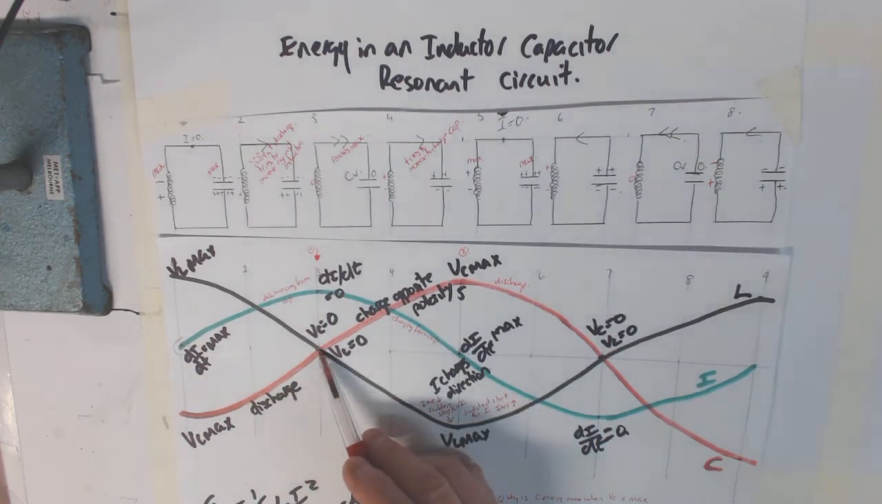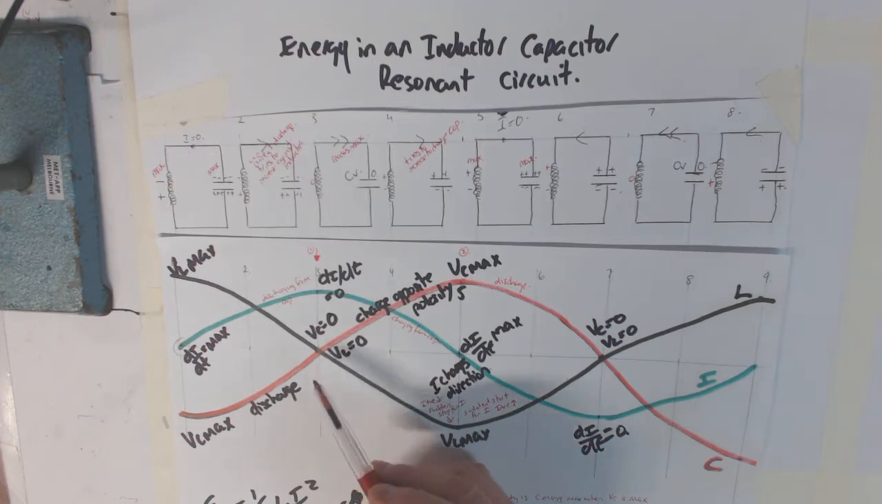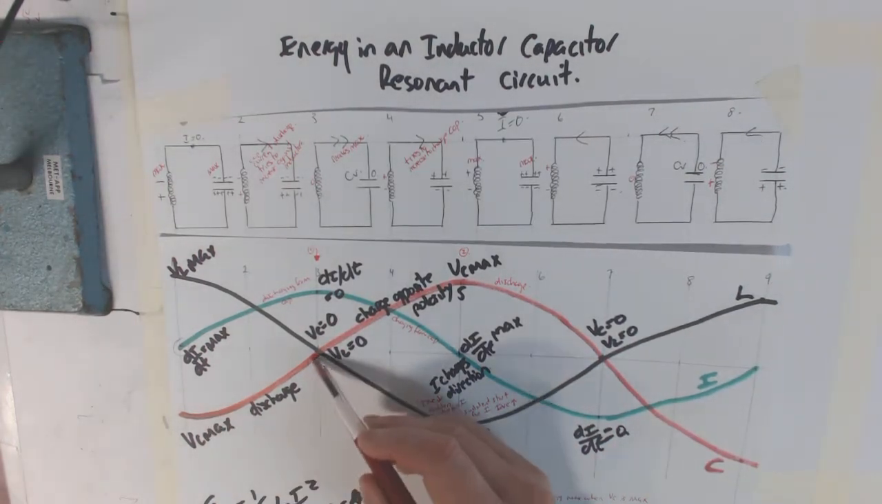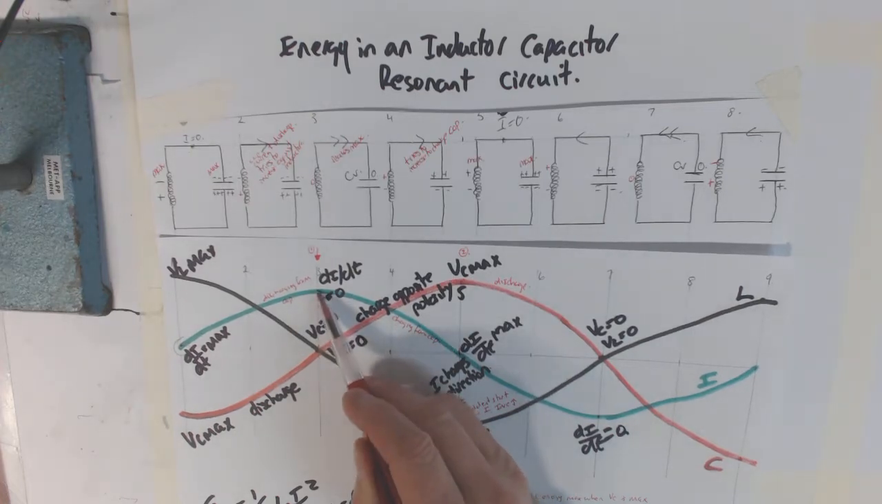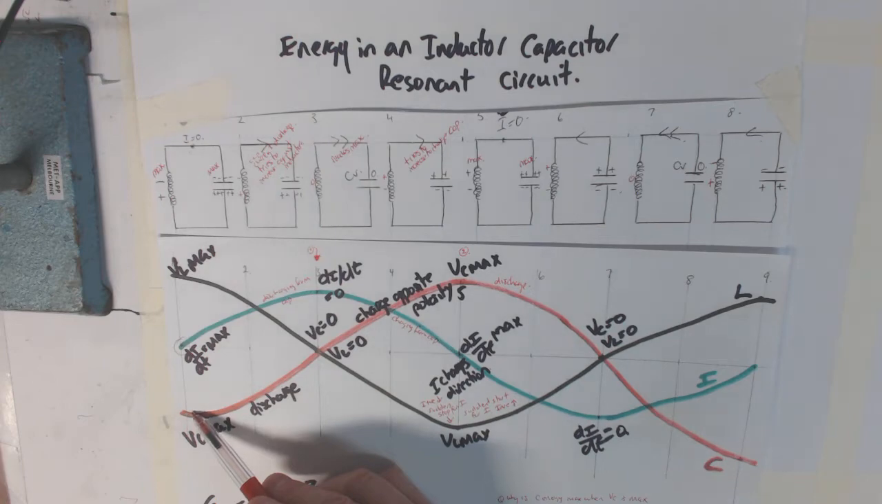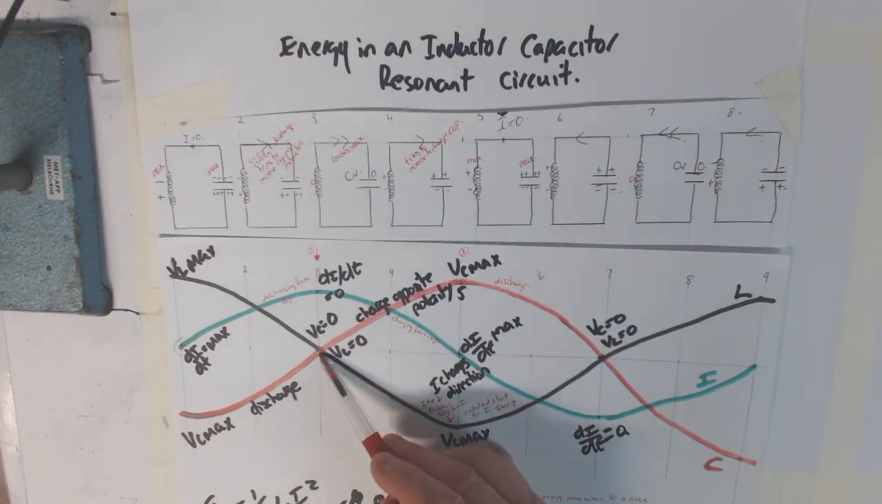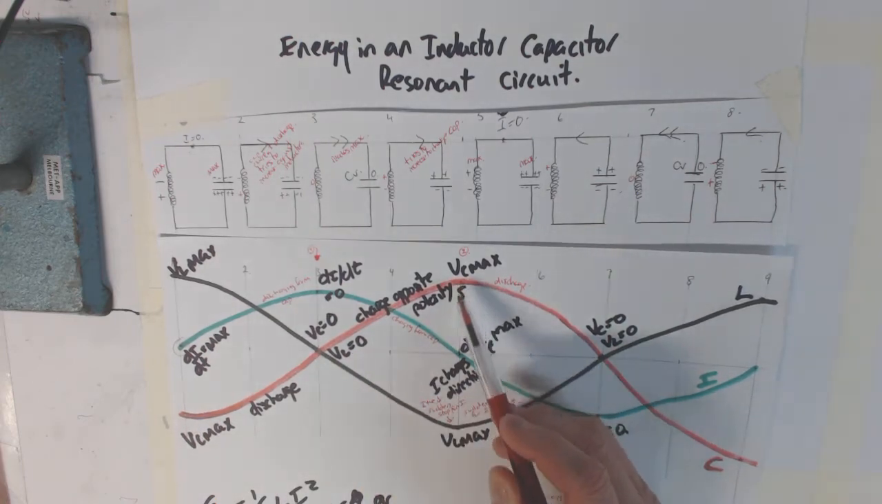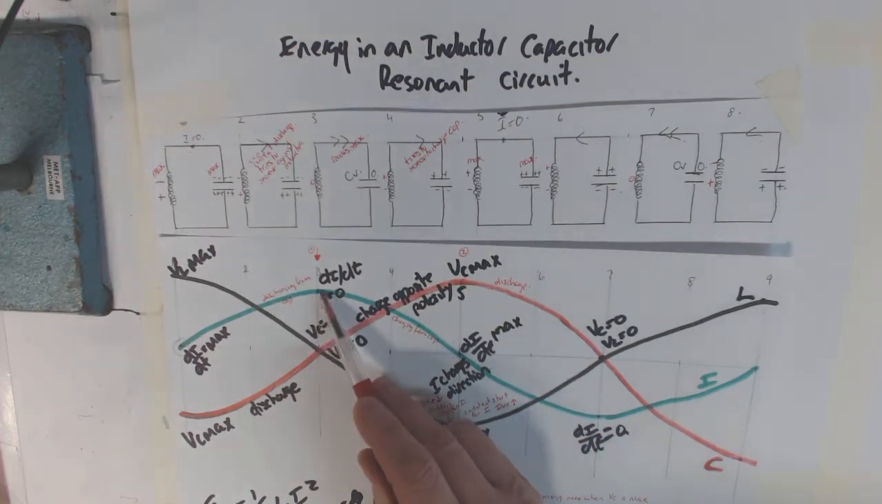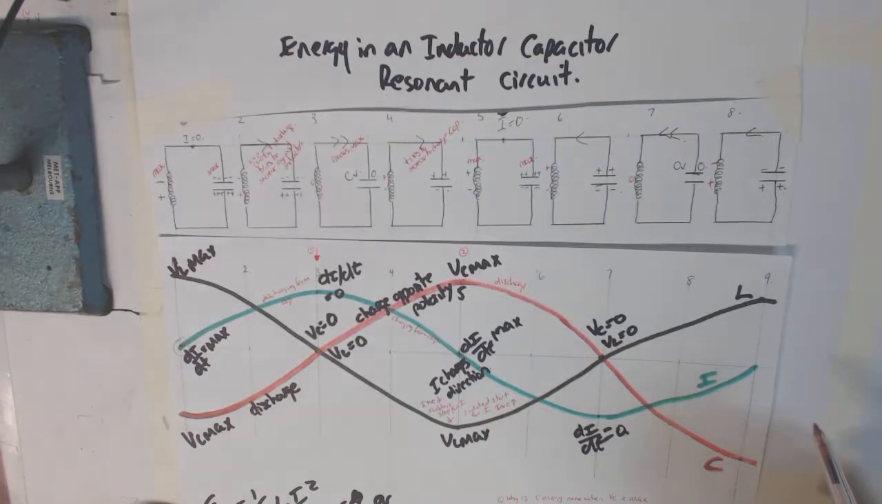So the voltage on the capacitor is 0, that's when the current is maximum. What that means is, as the capacitor goes from negative maximum to positive maximum, it's the in-between stage when the voltage on the capacitor is 0 that we get maximum current, which is right there. So that's what's happening there.